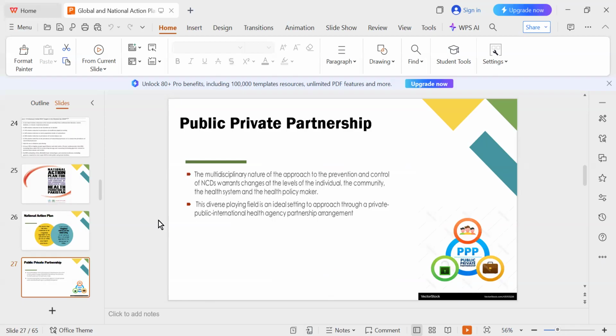The multidisciplinary nature of the approach to the prevention and control of NCDs warrants changes at the level of the individual, the community, the health system and the health policy maker. This diverse playing field is an ideal setting to approach through a private, public, international health agency partnership arrangement.